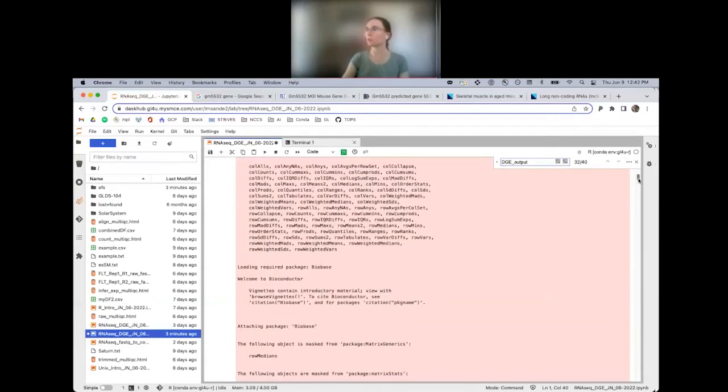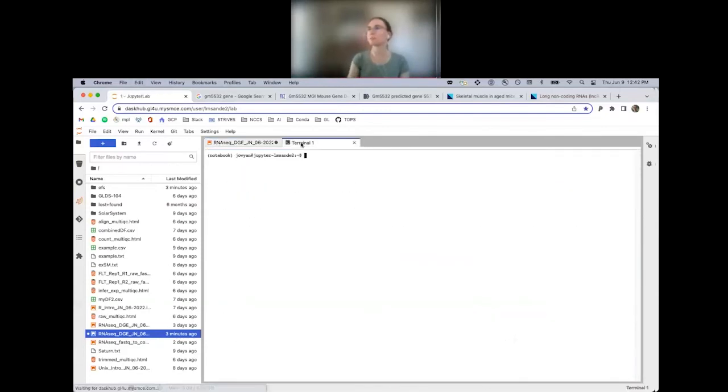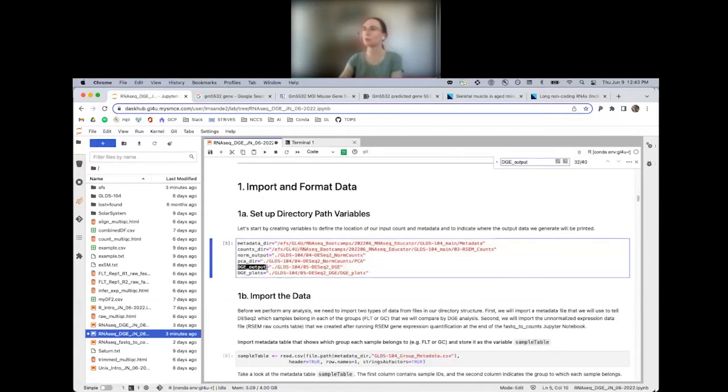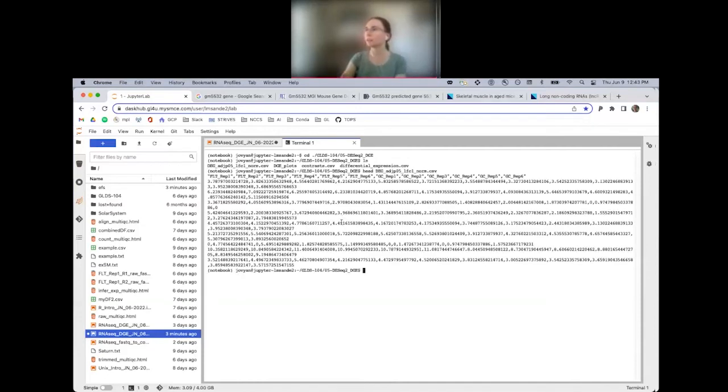Let's just confirm that we're happy with how the file looks. So I've gone to the terminal and I wrote out that file to the DGE output folder. I went back up to where we set up our directory path variables and found the path to that folder, copied it, and went to the terminal. I said cd into that folder, and then I did ls, and here is the CSV file that we just wrote out. I can just use head to take a quick look at it, and it looks fine to me.